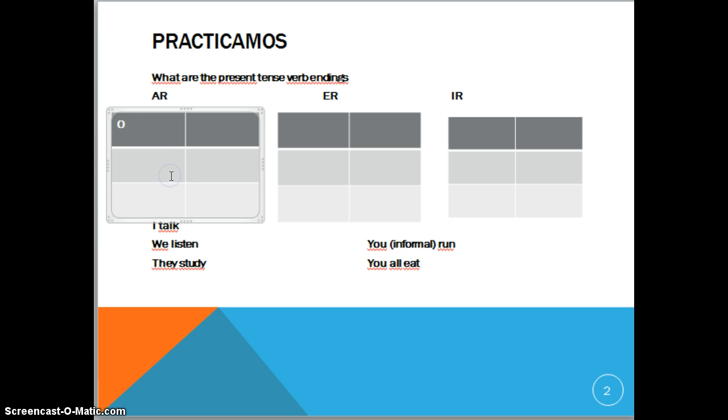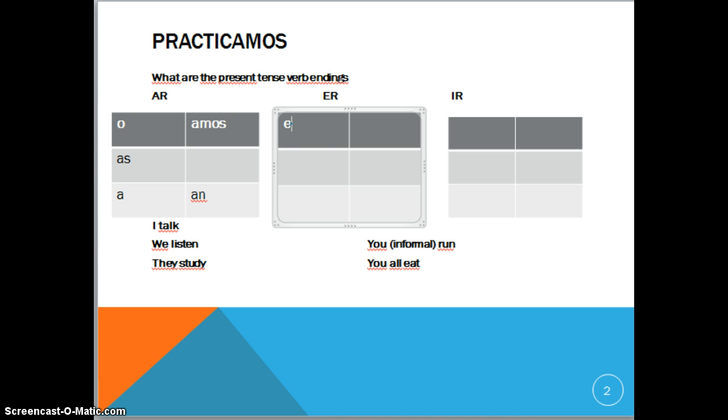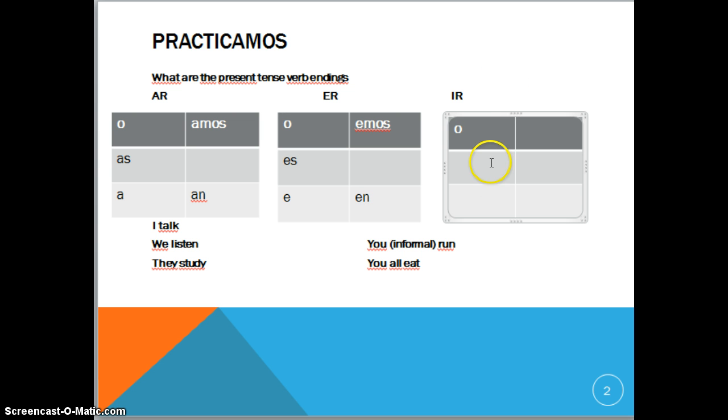Our AR endings: o, as, a, amos, an. Our ER endings: o, es, e, emos, en. And our IR endings: o, es, e, imos, en.